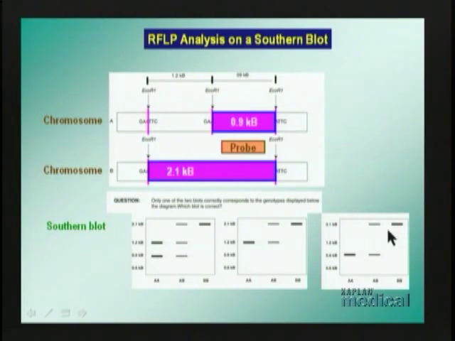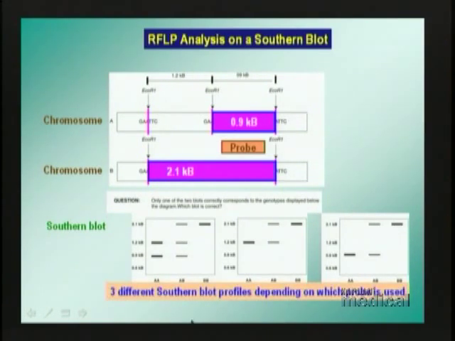The bottom line to all this exercise is notice how there are three different Southern blot profiles depending on which probe is being used. Previously, we had a probe right here that recognizes this part of the chromosomes. Earlier, another probe recognized this part of the chromosomes. And now, thirdly, we have a probe that recognizes this part of the chromosomes. And again, three different Southern blots are being visualized depending on which probe is being used.